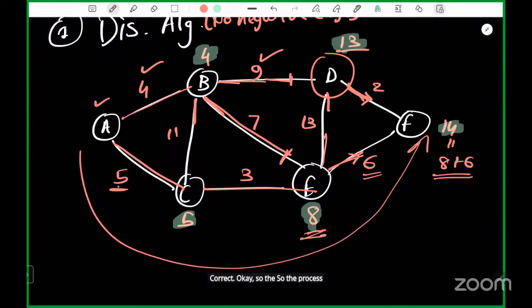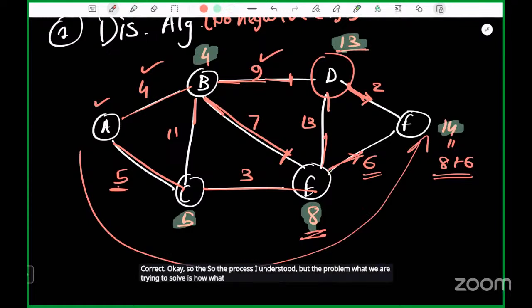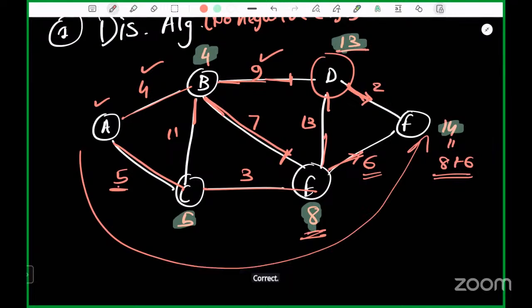Understood, but the problem we are trying to solve is what is the least time which the fire will take to go from A to F. So that is A to E, 8, plus 6 is 14. The 8 plus 6 is 14, which is the minimum time it will take going from A to F.